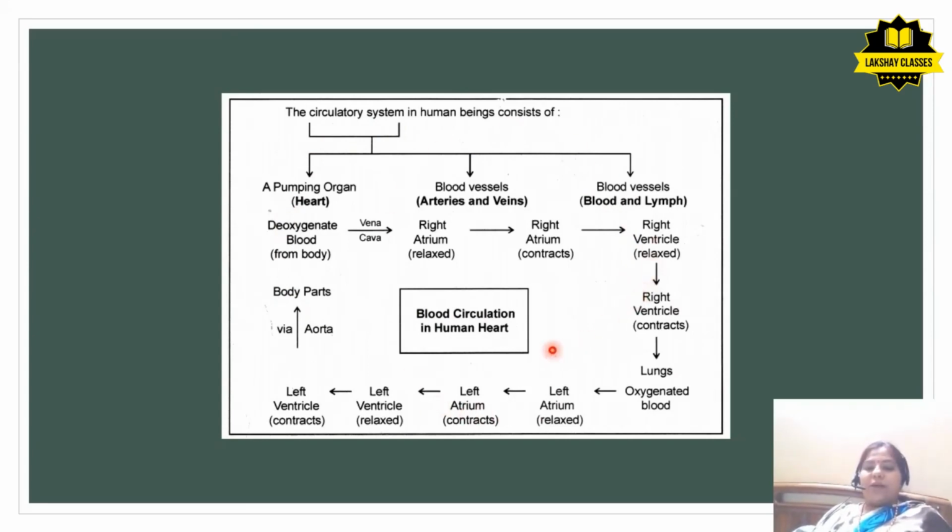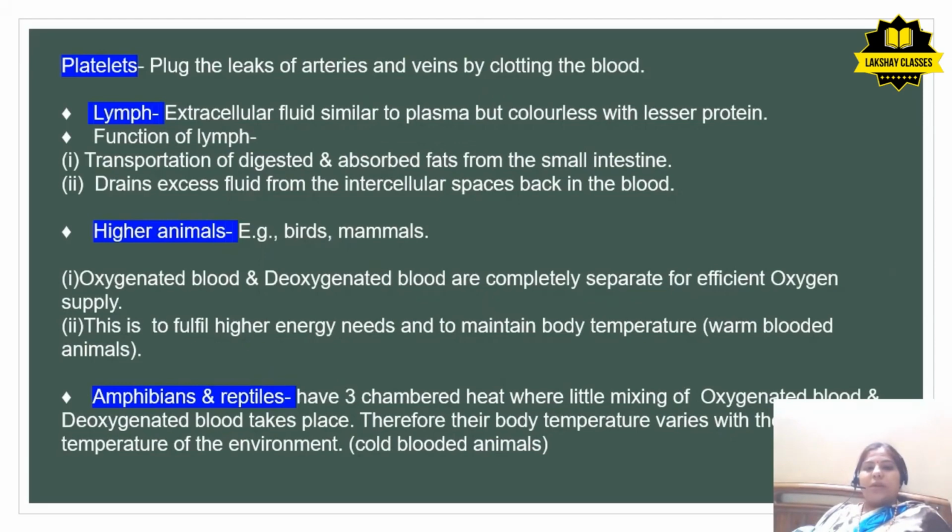Now here we have understood that blood comes to the heart once, then goes out, and then comes back. This type of circulation is called double circulation. Circulation in our heart is divided into two phases. One phase is called pulmonary circulation and the other phase is called systemic circulation. And these two phases together form double circulation.